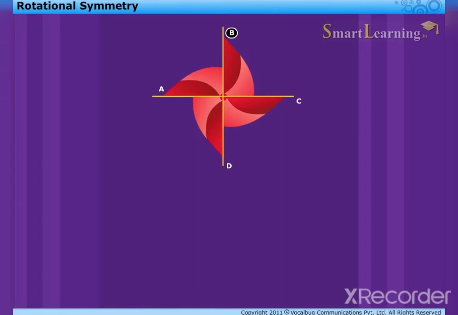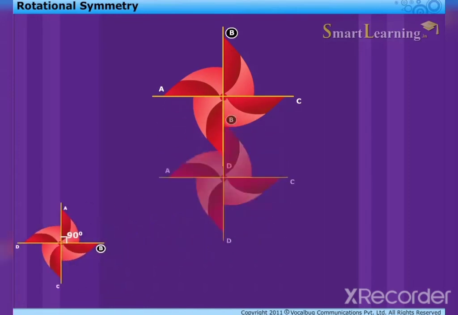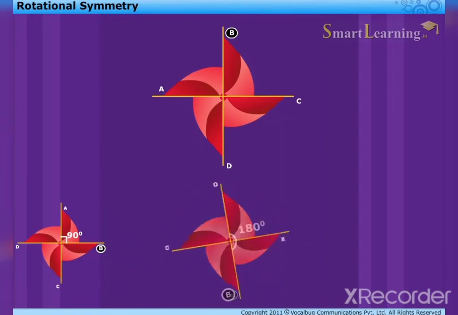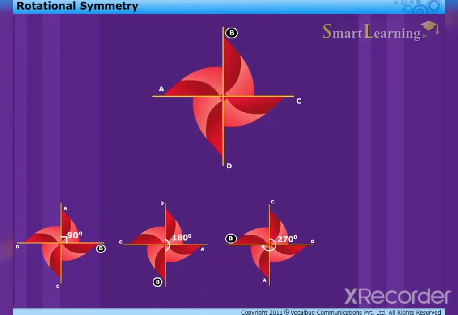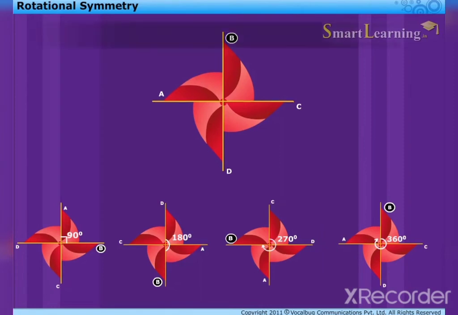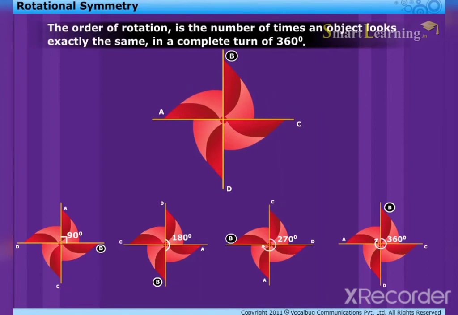When it rotates through the angles of 90 degrees, 180 degrees, 270 degrees, and 360 degrees as shown. Thus, a paper windmill has a rotational symmetry of order 4. The order of rotation is the number of times an object looks exactly the same in a complete turn.